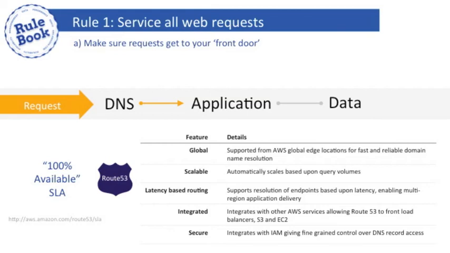It's a highly scalable service, and it's got some very nice features such as latency-based routing. It integrates with other services like CloudFront, S3 and EC2, and integrates with IAM. But the big thing about this is that it gives you a 100% available SLA. So if you check out the SLA at Route 53/SLA on the Amazon website, you'll see that we provide a response guarantee that we're going to respond to every request that comes at us. So in this way, you can be sure that if someone comes and tries to find your front door, the DNS service of Route 53 will direct you to the application where you're serving your content from.